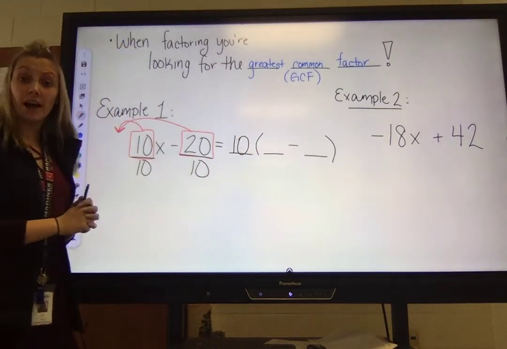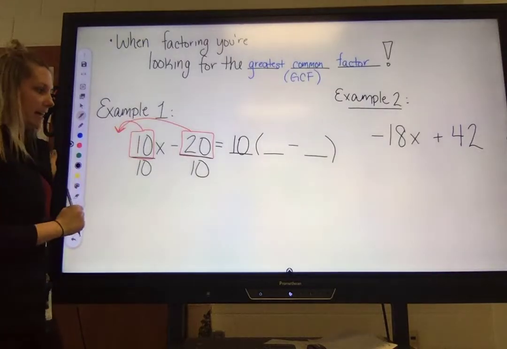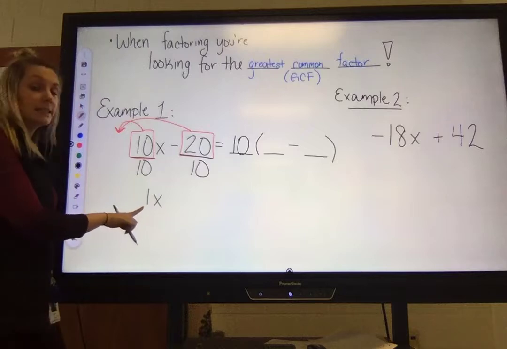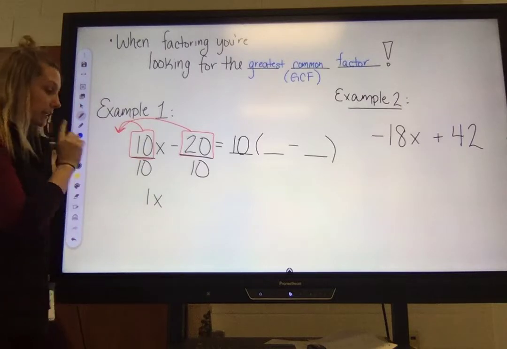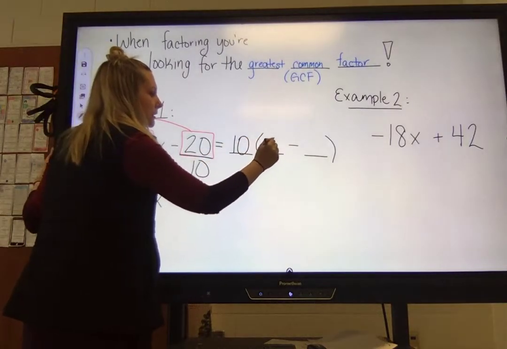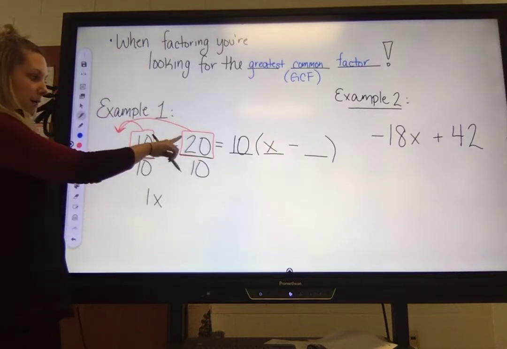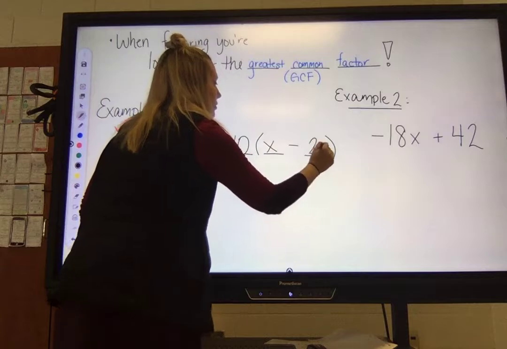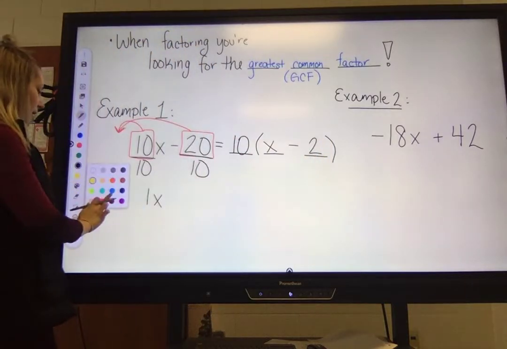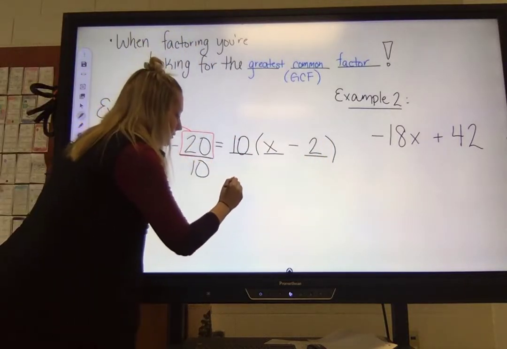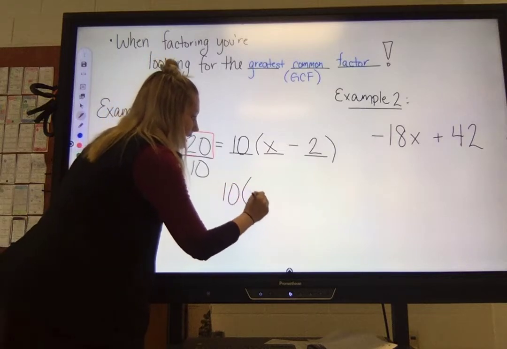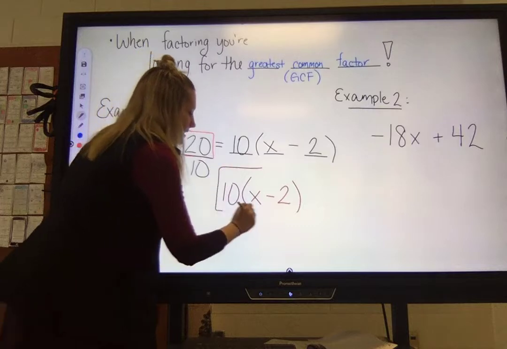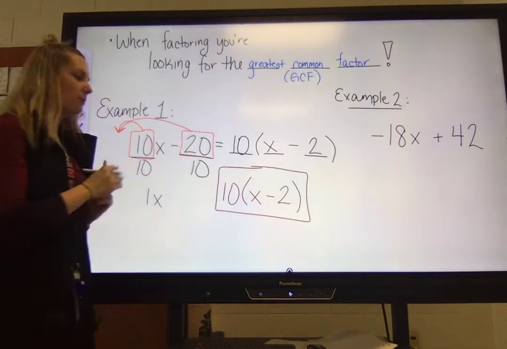And then I'm just dividing. So I'm going to do 10 divided by 10, which gives me 1. Right, so it would really give me 1x. But I don't really need that 1 there when I write my final answer. So I'm just going to pull the x up here. Then I'm going to do 20 divided by 10 and get 2. 2 is what I'm going to fill in that last spot with. So your final answer for this question is 10 times the quantity x minus 2. That is the factored version of this problem up here.